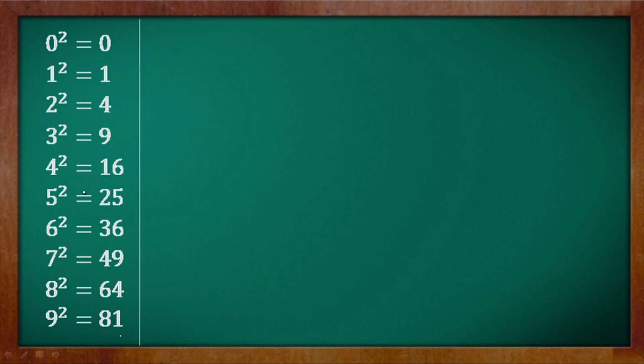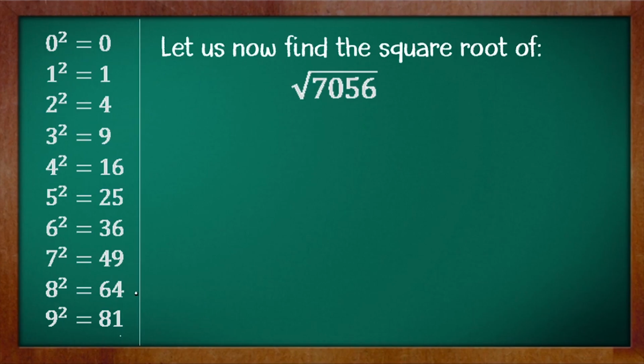And the most important thing is you must remember the digits at the units place: 0, 1, 4, 9, 6, 5, 6, 9, 4 and 1. These are very important. Let's see how we find the square root with the help of an example.